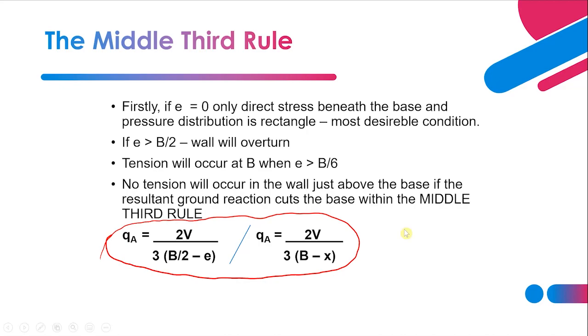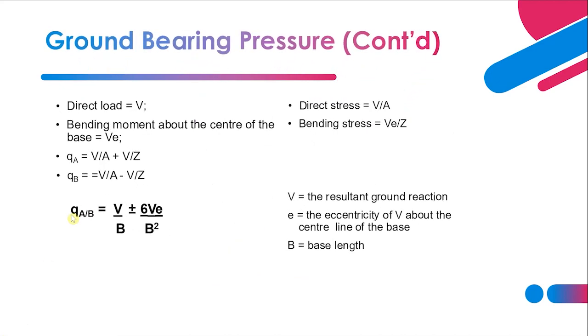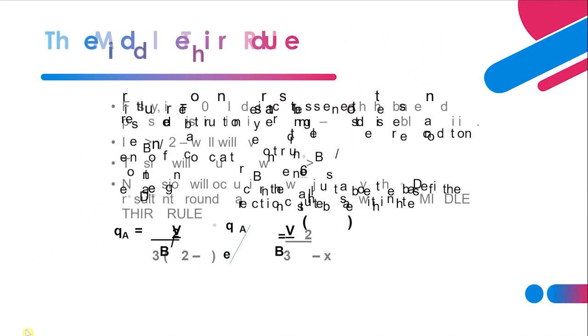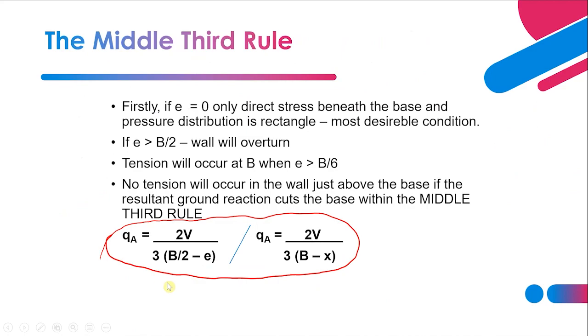Formula yang ni walaupun nampak ada 2 value, dia boleh pakai mana-mana lah between these two. Jawapan you akan sama. Tak ada masalah. But from these two, you ada formula yang sebelum ni juga. So you nak tentukan whether you nak pakai this formula, ground bearing pressure QA/B ni, ataupun you nak pakai this formula. Dia based on middle third rule. QB dia adalah kosong. Value QB dia memang kosong.